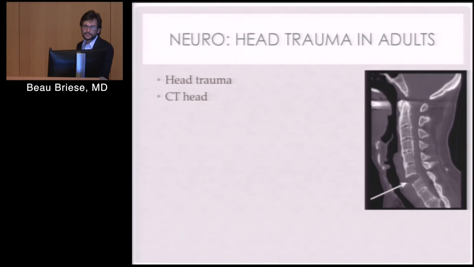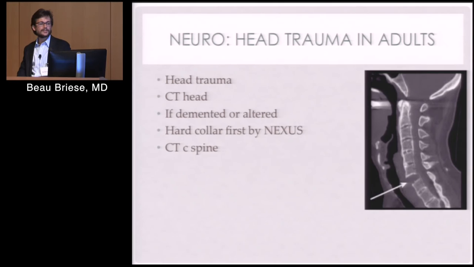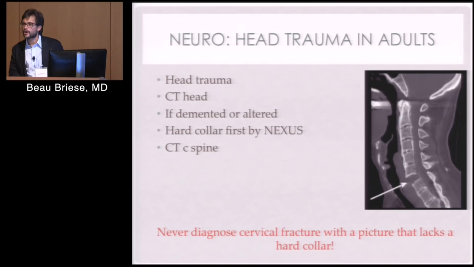Oh, that's interesting. Yeah, maybe get a CT of the C-spine first, and you can consider the MRI. Remember the NEXUS rule. Put on a hard collar if they have any midline neck pain after trauma, or they're altered at all, drinking, on drugs, on Kush. And remember this. Never diagnose a cervical fracture on an image of a patient that lacks a hard collar.